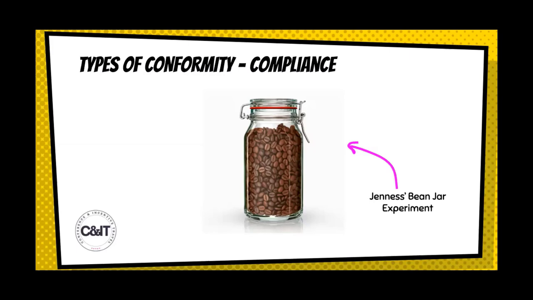Then you also have informational. So informational compliance is where you are agreeing with people because you don't want to be wrong. So for example, in this bean jar experiment, everybody was asked to guess how many beans there are in this jar. Privately, answers ranged from 50 to 5,000, and the range was very broad. But when they were asked to guess again as a group, suddenly there was a type of conformity where everyone was trying to say roughly the same number because they were scared to be wrong.